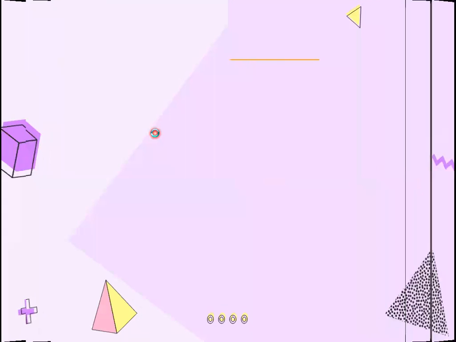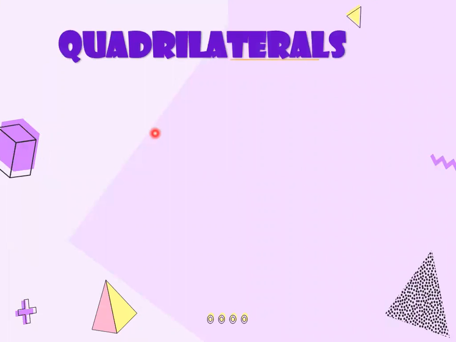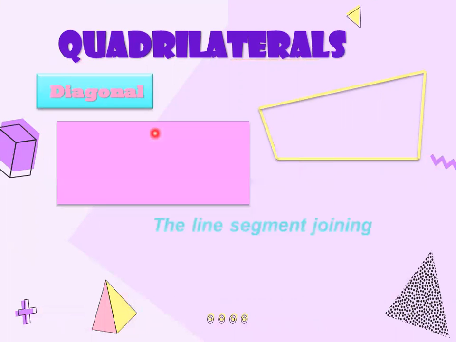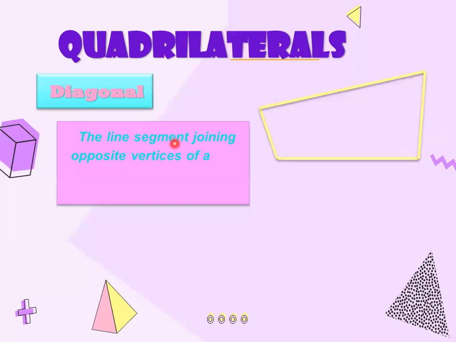Now, again, quadrilateral. Here we are talking about the diagonal. What is a diagonal? Let's consider the figure again. The line segment joining opposite vertices. The line segment that joins the opposite vertices of a quadrilateral is called its diagonal.